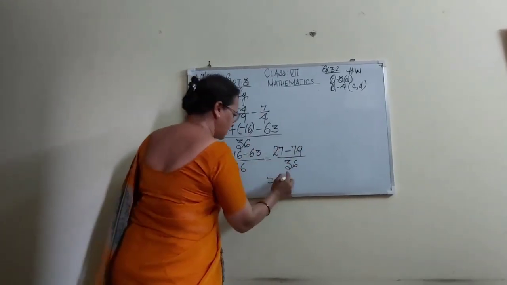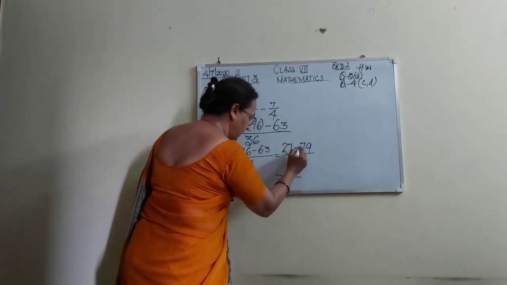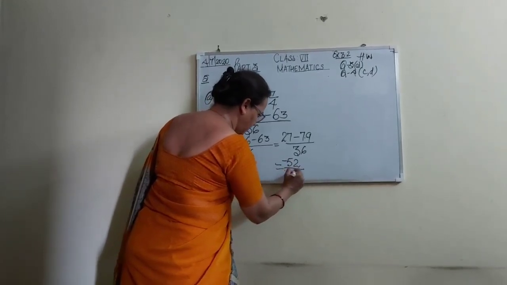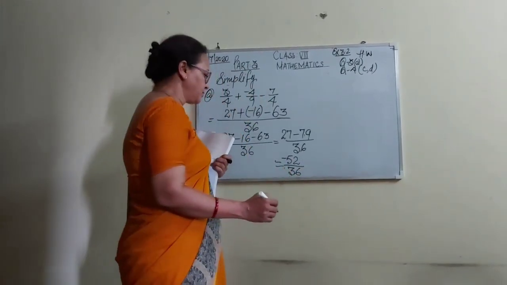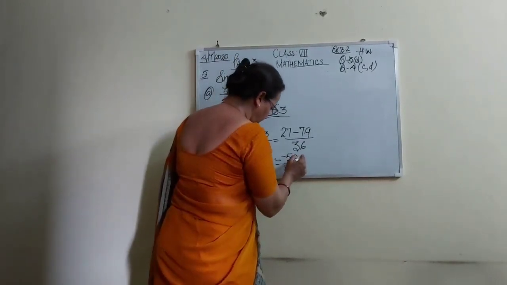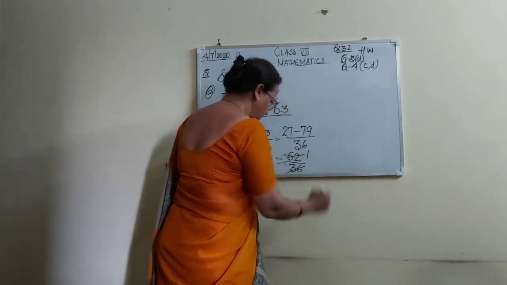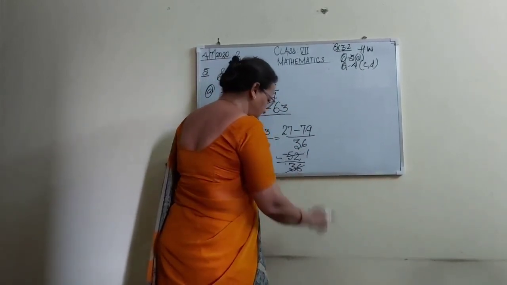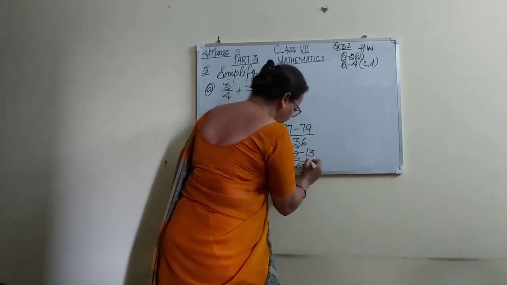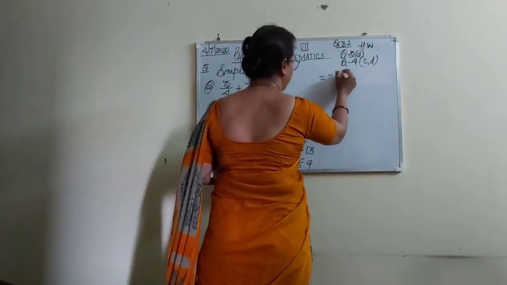Now we can subtract. 9 minus 7 is 2. 7 minus 2 is 5. The bigger digit is 79. In front of it is a minus sign. So what will it be? Minus 52 by 36. Now we can convert it into simplest form. Okay. 4 ones are 4 and 1 is remaining. 12. 4 threes are 12 and 4 nines are 36. What will be? Minus 13 upon 9.